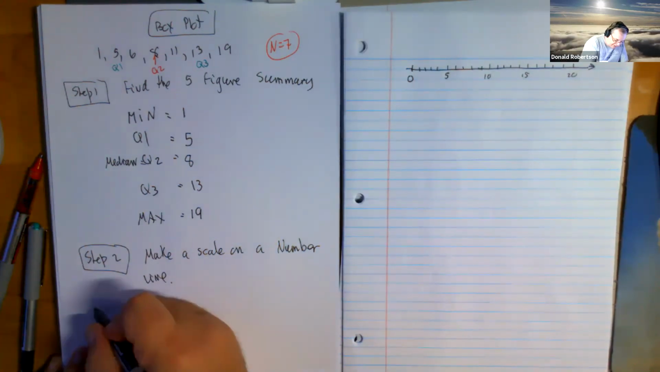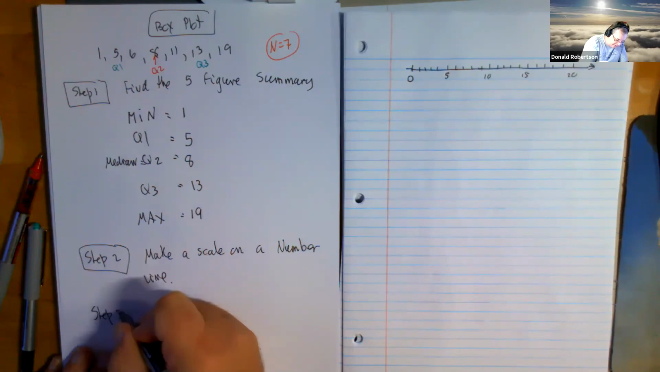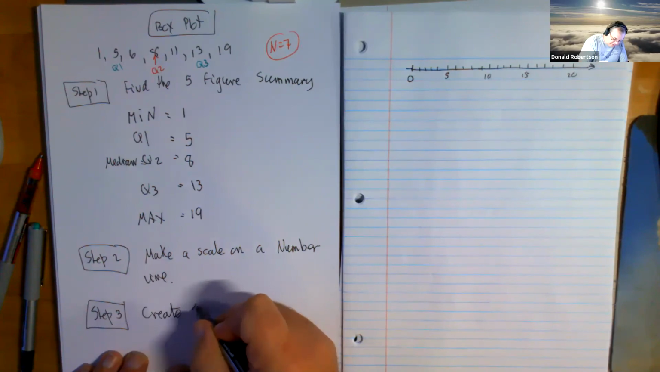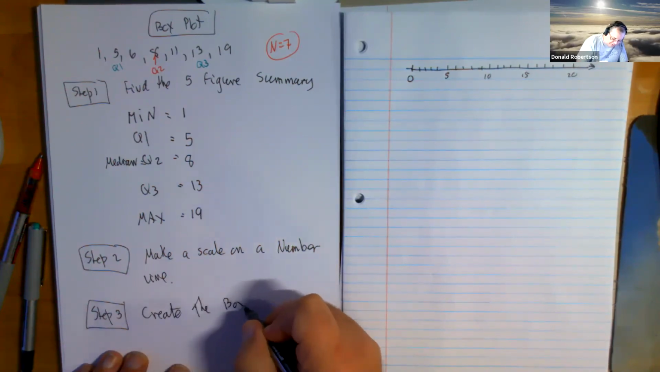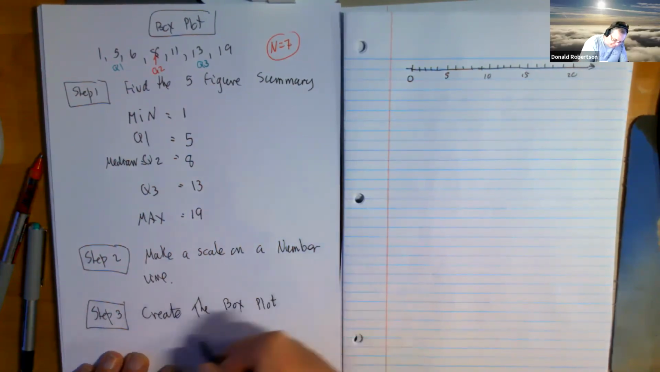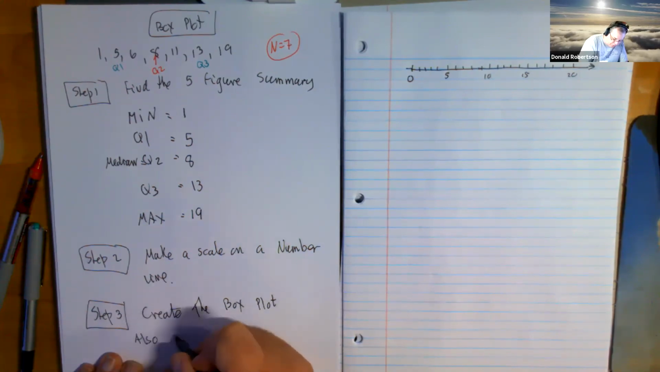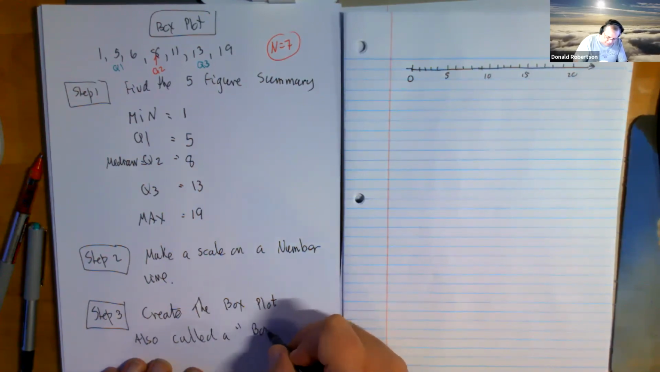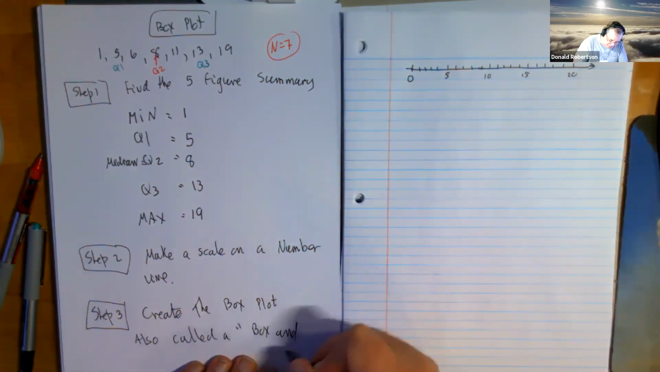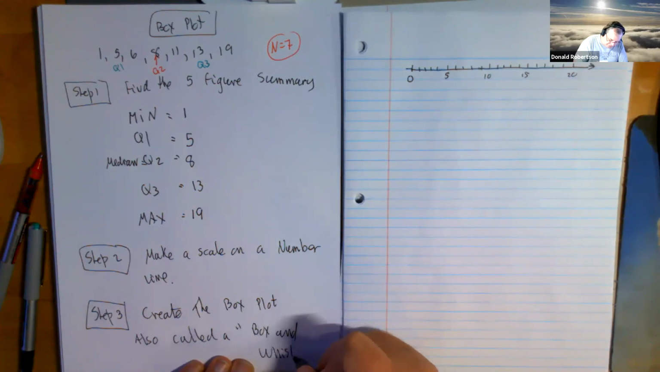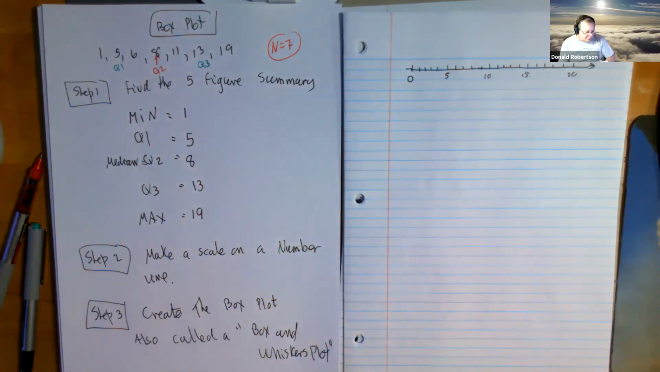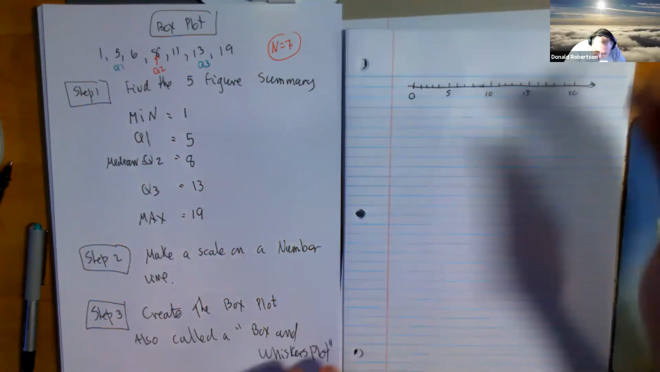And then step 3, create the box plot, also called a box and whiskers plot. I kind of like the second name. Maybe it's just my sense of humor, but I like that. So this is how you make it happen.